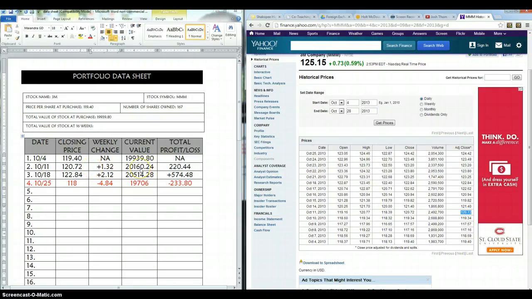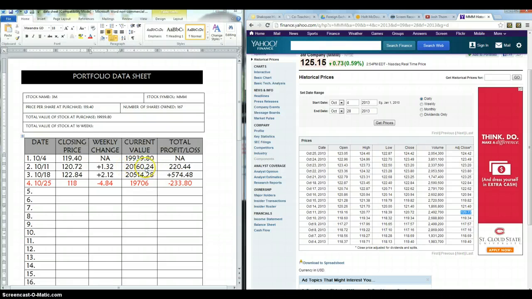Now to find my current value, I do the same thing that I did above. You're always going to take 167, or whatever number of shares you own in that company. In my case, it's 167, and I'm going to multiply that by the closing price. This number, the number of shares you own, is extremely important because this will dictate what your current value is going to be from a week-to-week basis. So I take 167 and I multiply it by 120.72. I'm going to get this number right here, $20,160.24.